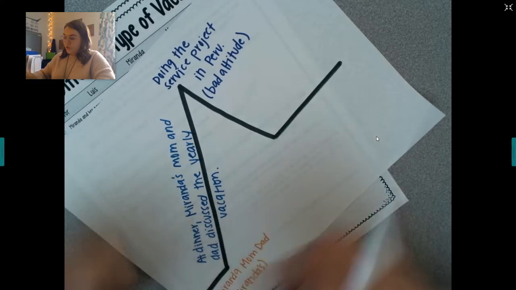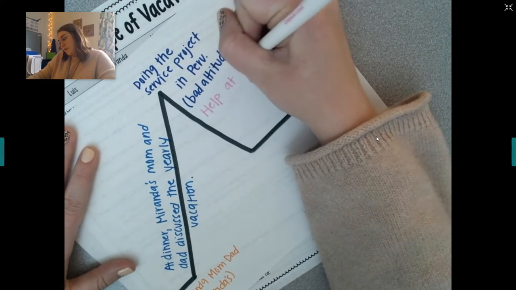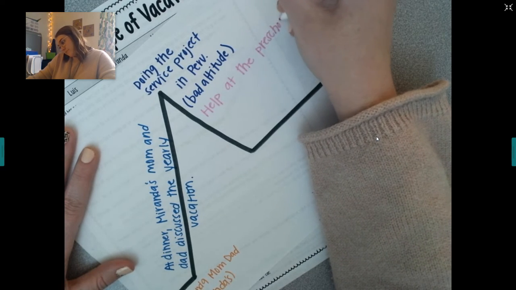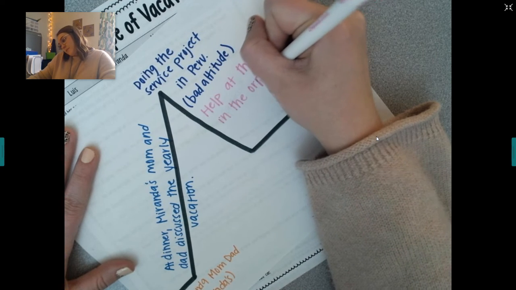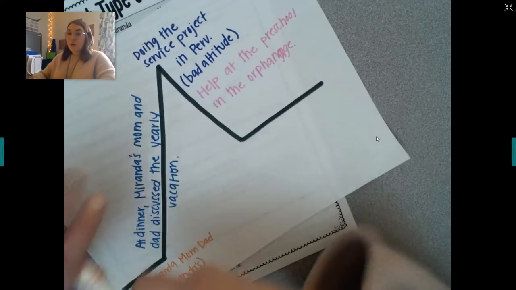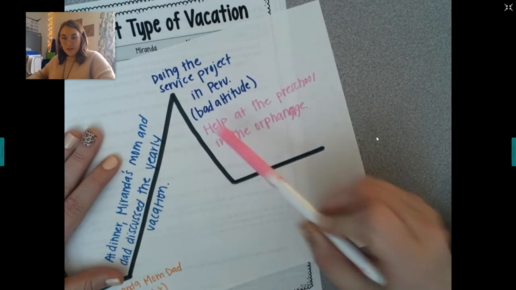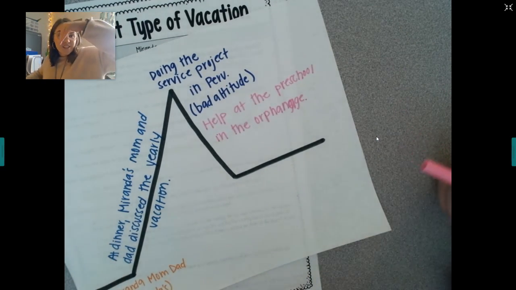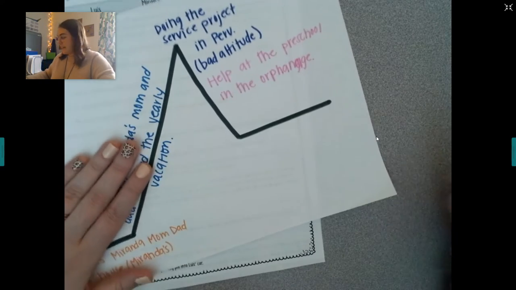Miranda starts to help at the preschool in the orphanage, right? So once she starts to help at the preschool, then we see a shift. Then she starts to help, and that little girl hugs her leg. And then how does the story end?